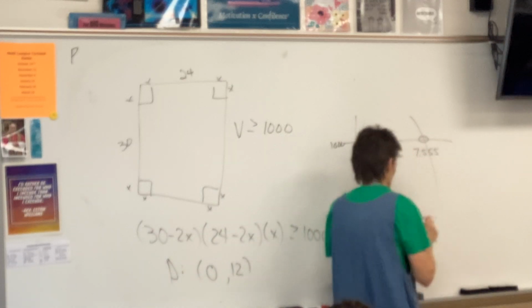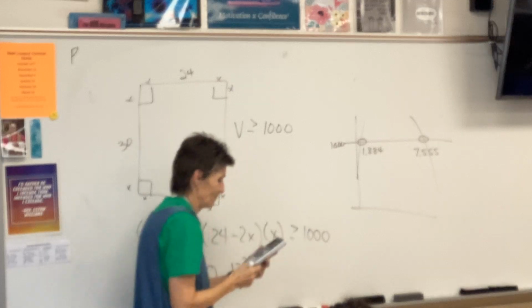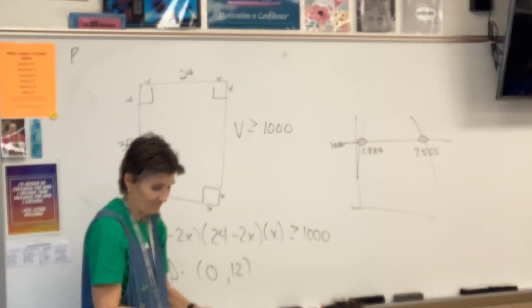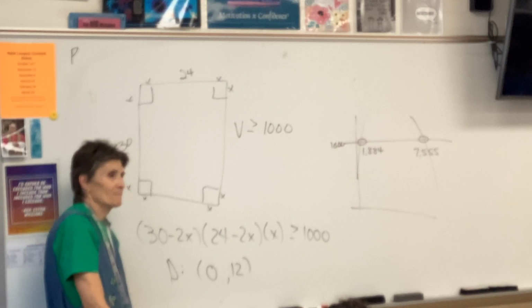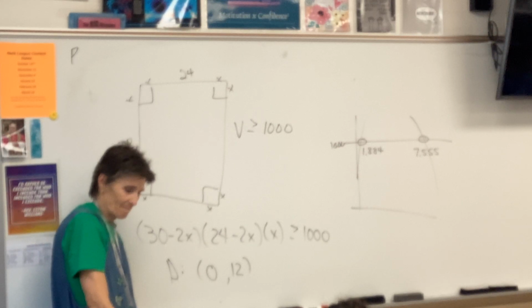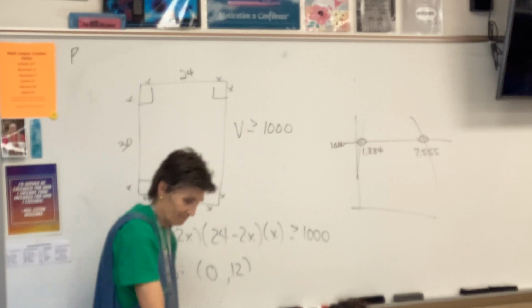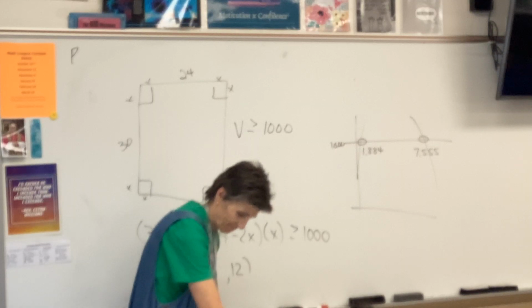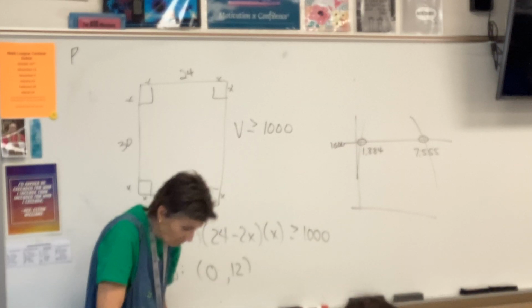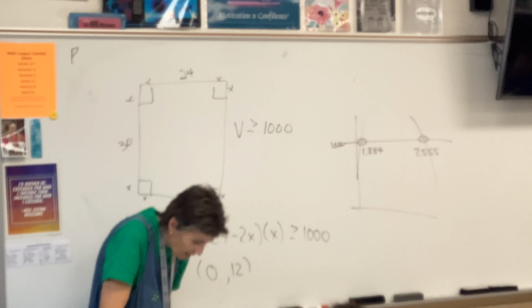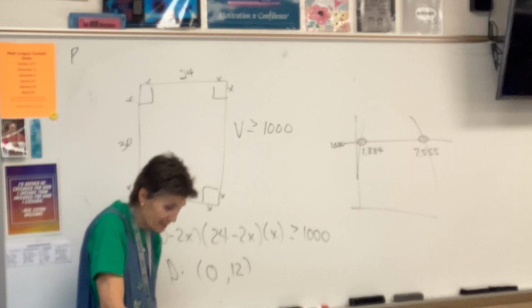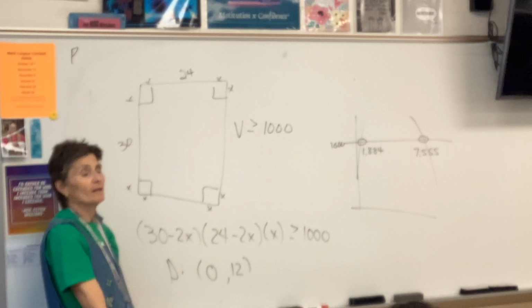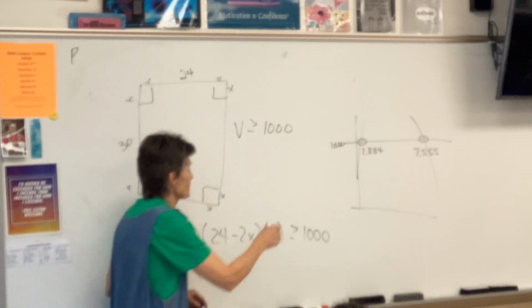My point is moving slower than the last. 7.555. And it's asking, how big must the cutouts be to have a volume of at least 1,000?